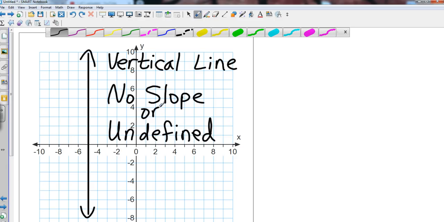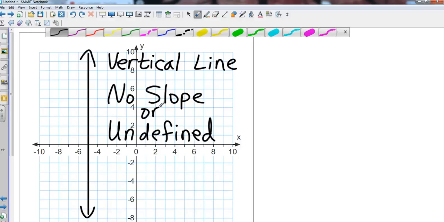What that means is it can't be measured. If you go to the top of a ski slope and you look down and you don't see the bottom, then you need to get away because there's no slope there. Okay, it's not a black diamond, it's not a double black diamond, it's a holy cow, where'd the mountain go type of deal. So no slope or undefined.